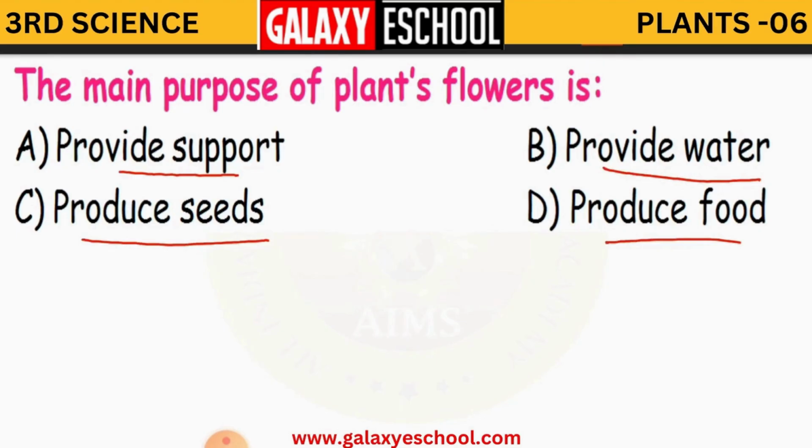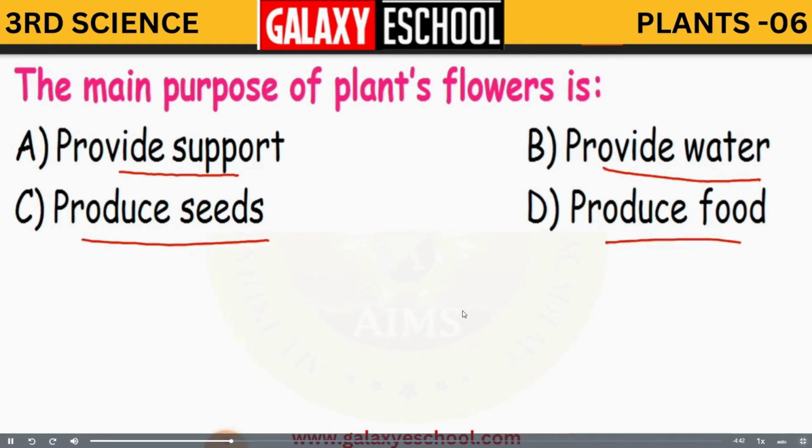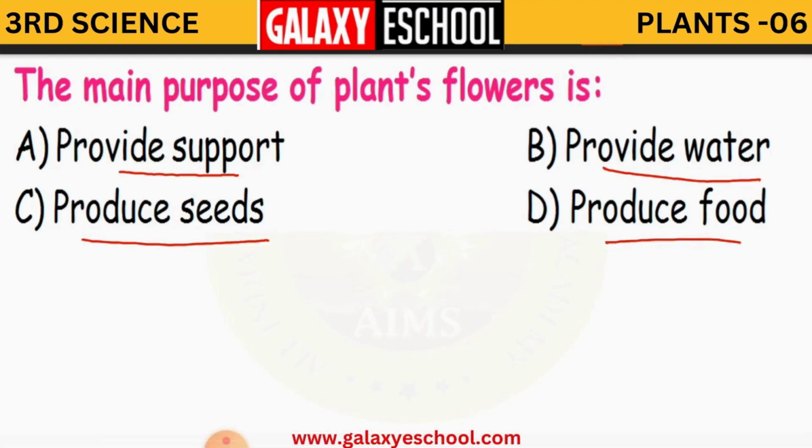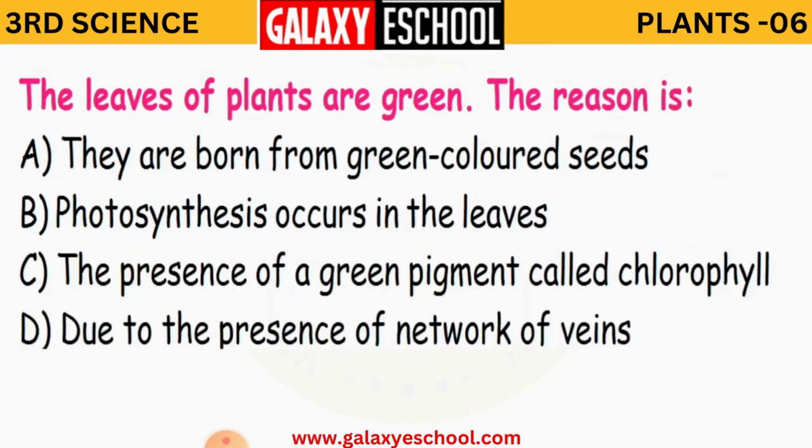So what can you see in the flowers children? From the plant flowers we can see seeds. Right. So that is why C is the correct answer. To produce seeds. Okay. Again from those seeds we can get new plants. Clear? Now the third question.